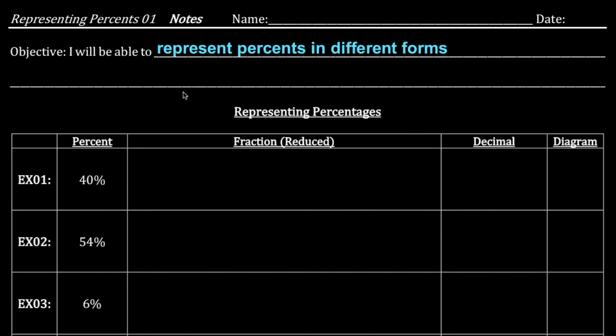In this lesson, we are going to represent percents in different forms. So this may be one of the first times you're seeing percents. So let's just dive right in.